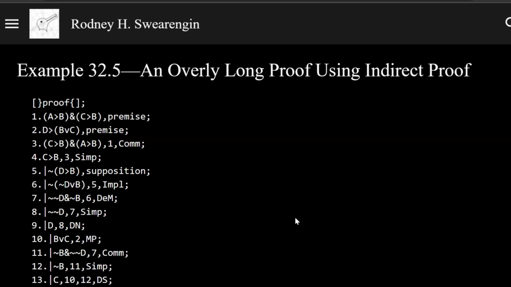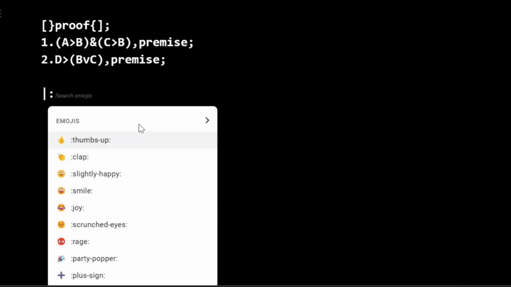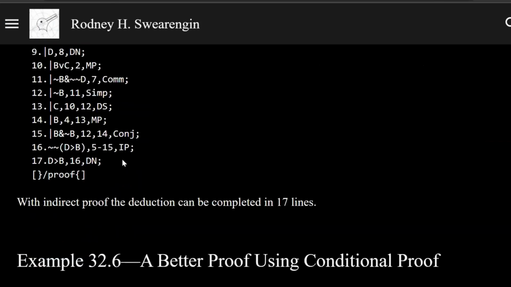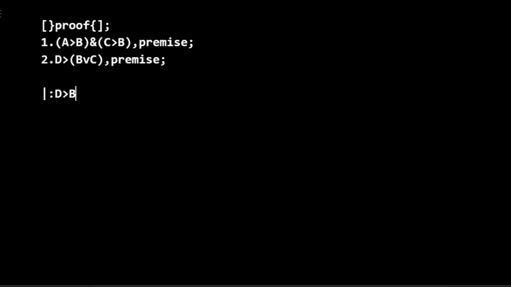Logic 0, example 32.5, an overly long proof using indirect proof. Okay, so let's look at this one as a problem. And we're trying to derive D only if B, and we're thinking indirect proof.